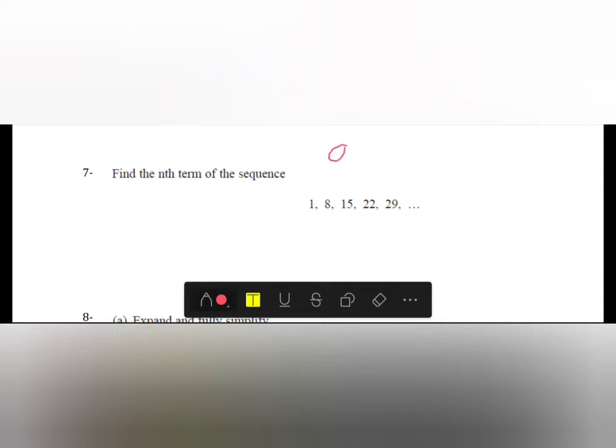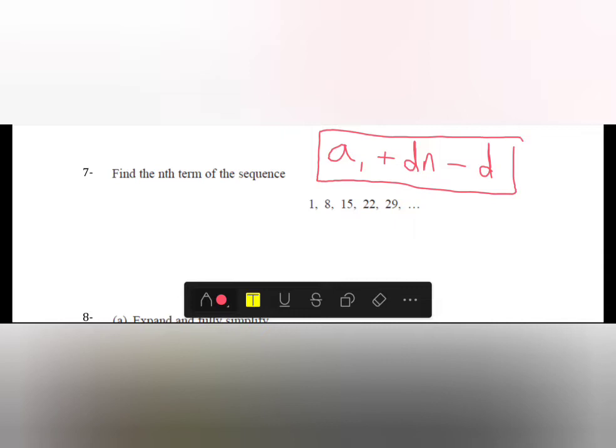The formula says what? A1 plus dn minus d. Now, this formula here is used to find the nth term of arithmetic sequences. Now, first thing we do, we find A1. What's A1? Very good. A1 is the first term in the sequence. So A1 is 1 here. So we write A1 equals 1. That's the first thing.